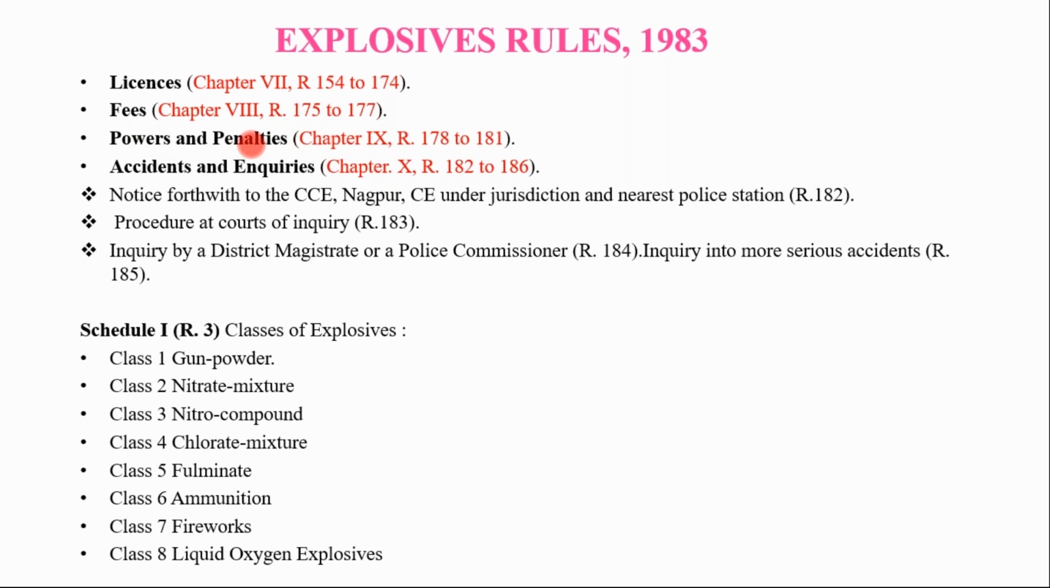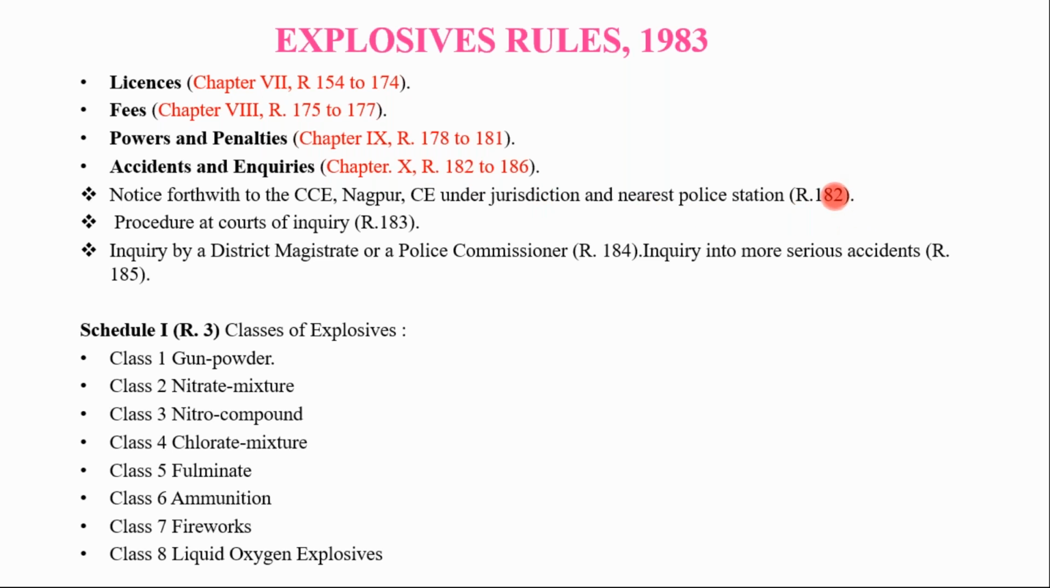Whatever the penalties that can be given to the offender, to the persons whose license can be cancelled, etc., all these things are given under rule number 178 to 181. Then the accident and inquiries related guidelines are given under chapter 10 from rule number 182 to 186. So these are the 186 rules, right?